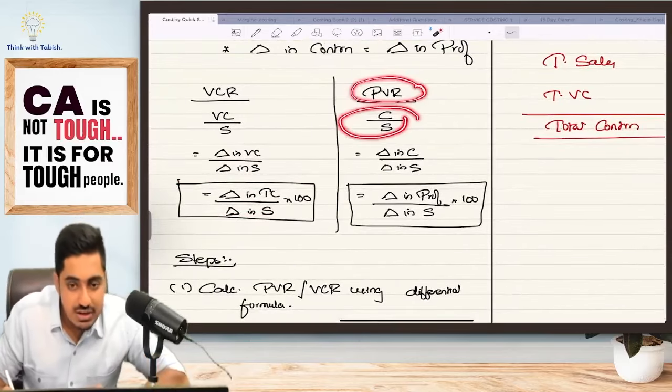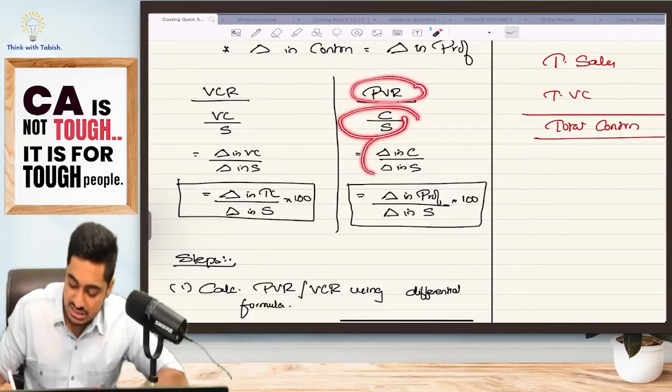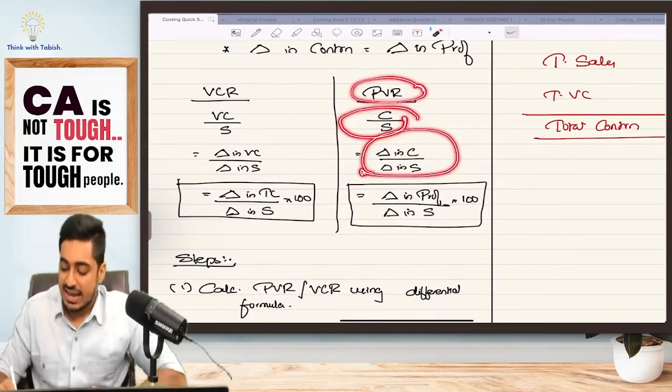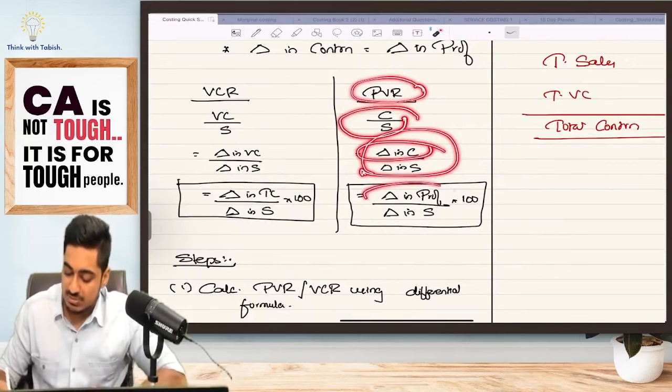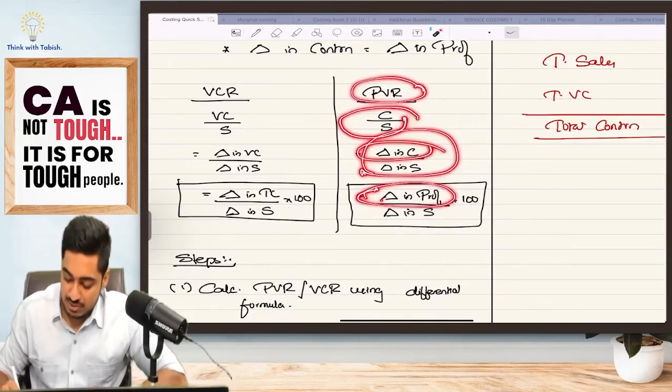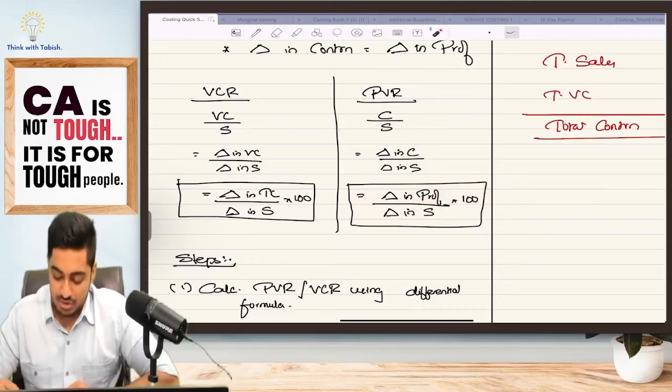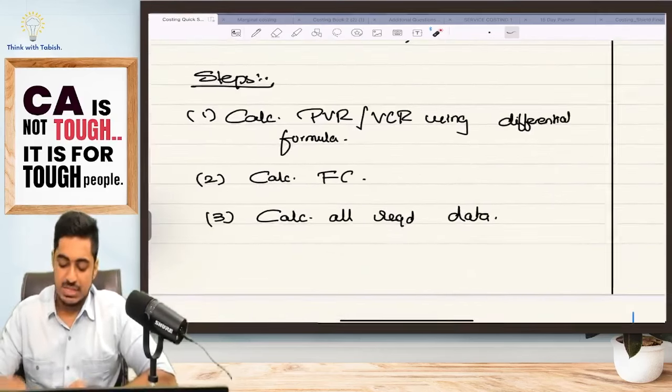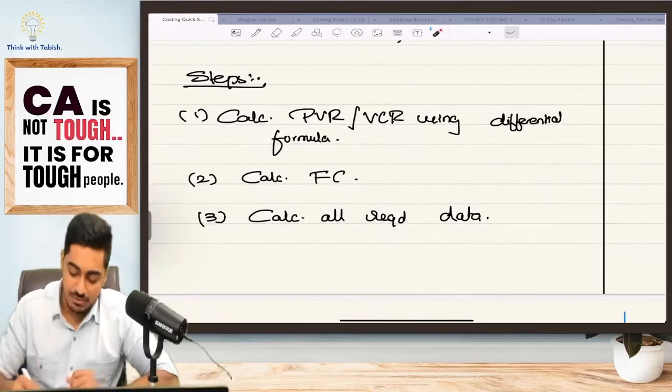Same with the case of PV ratio. It is contribution divided by sale. I can also write it as change in contribution divided by change in sales. And I know that change in contribution is nothing but change in profit. So the final formula is change in profit divided by change in sales into 100. Yes or no, everyone?